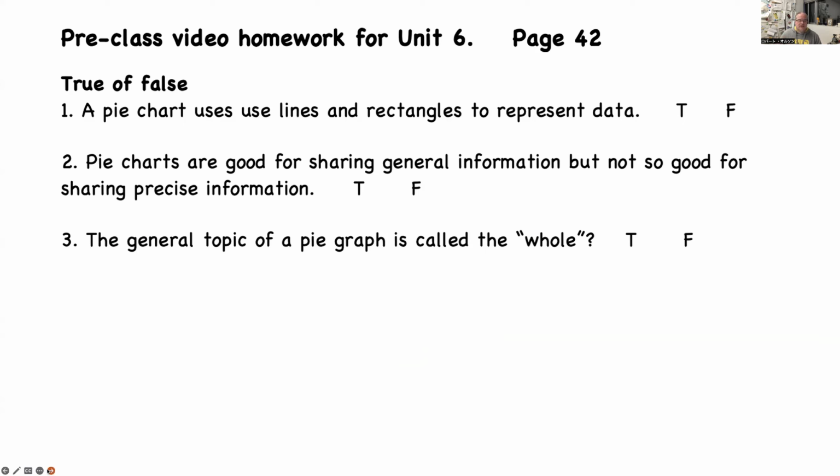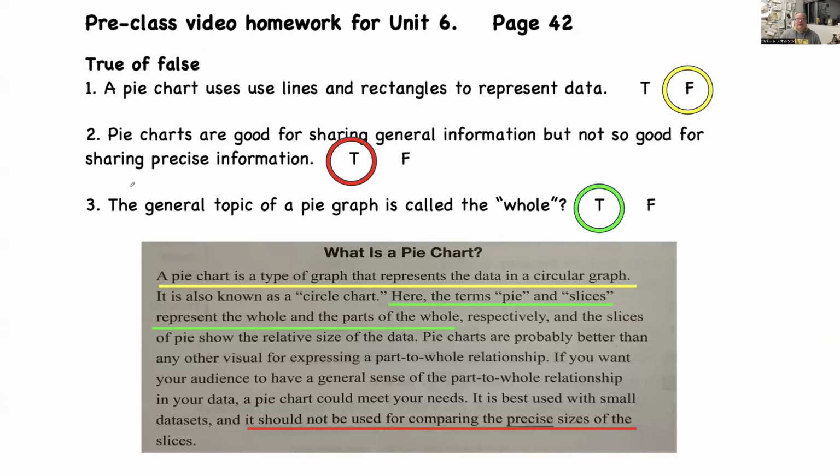Okay, here are the answers. Number one, a pie chart uses lines and rectangles to represent data. That's false. You could say the pie chart uses circular graphs. Number two, pie charts are good for sharing general information, but not so good for sharing precise information. That's true. A pie graph should not be used for precise sizes. It should be used for general information.